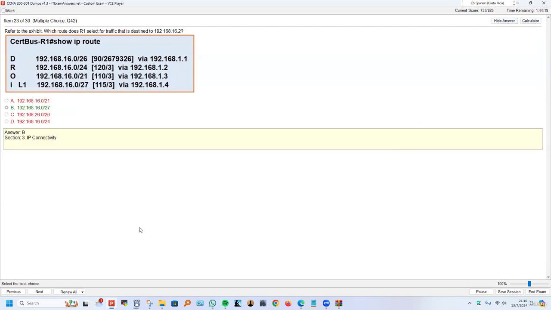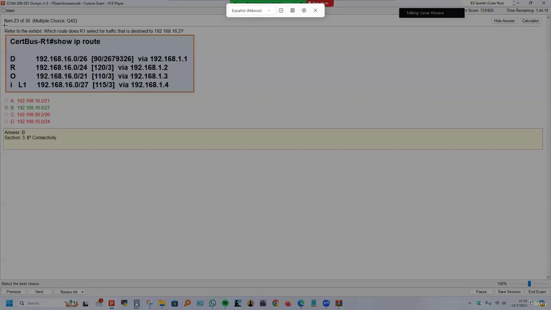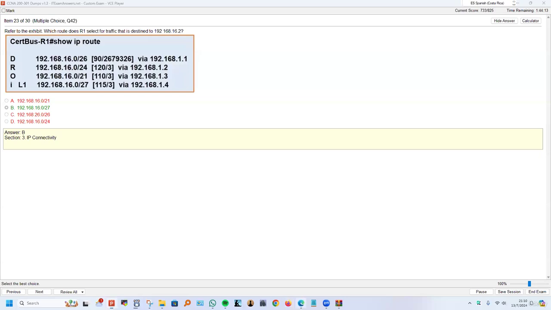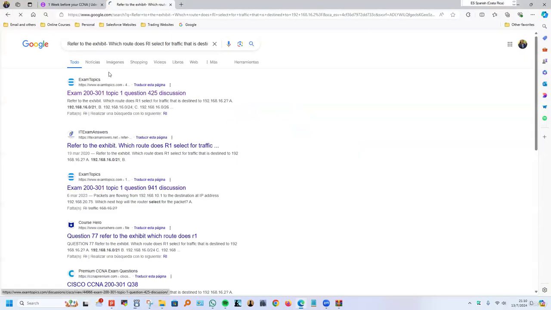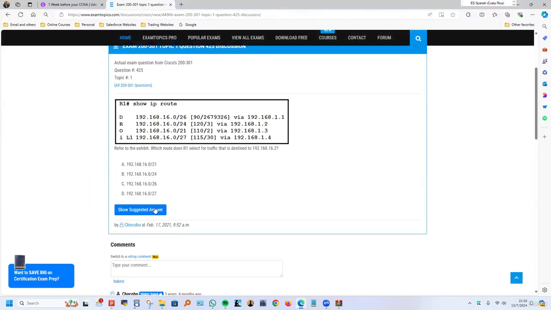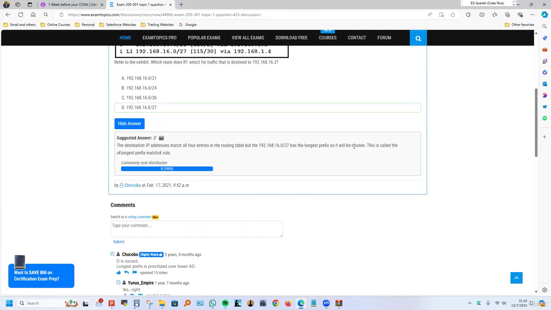Let's do some research on the internet. Let's go to the internet and look for this one and find out if there is an explanation for this one. Let's do it. I think it's related to the RIP option that I was talking about. RIP or ISIS.